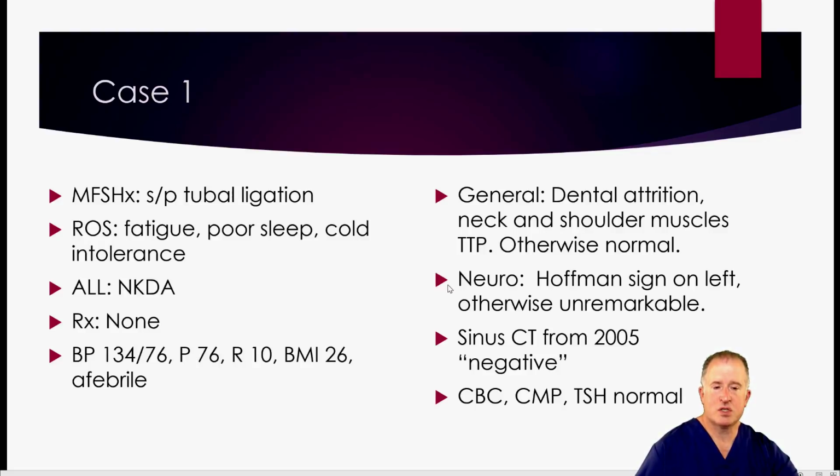Her neurologic examination shows a Hoffman sign in her left hand. And this is really mentioned here to highlight the idea that humans are imperfect, and our imperfections make us who we are, and not every imperfection is an abnormality. In the case of an isolated Hoffman sign, this is simply an imperfection. It has no clinical significance and is therefore not abnormal. Emily had a sinus CT from 2005 that was negative. She's had some labs recently, including a blood count, a metabolic panel, which is looking at things like liver and kidney function as well as electrolytes, and a thyroid stimulating hormone, all of which were normal.